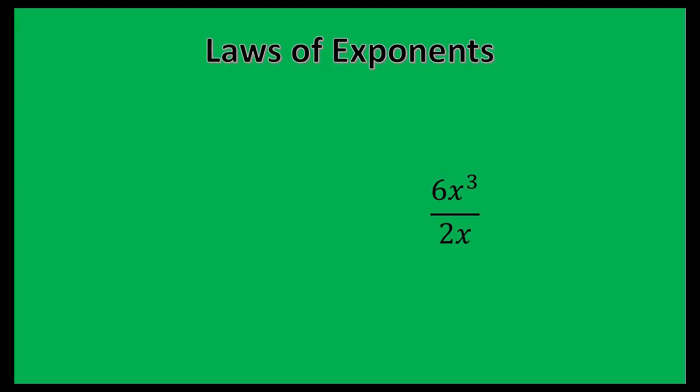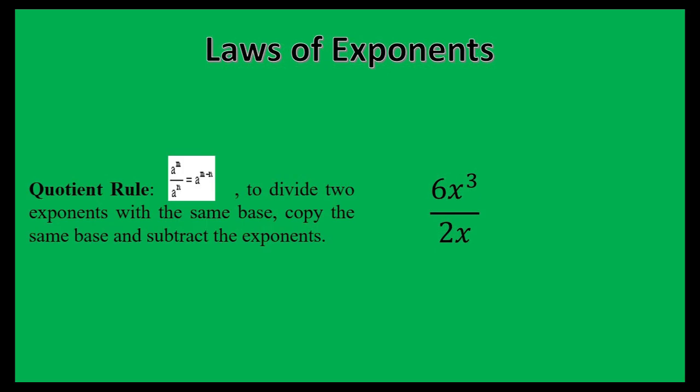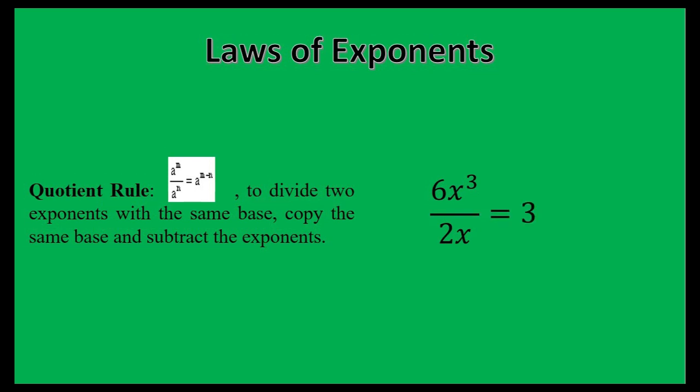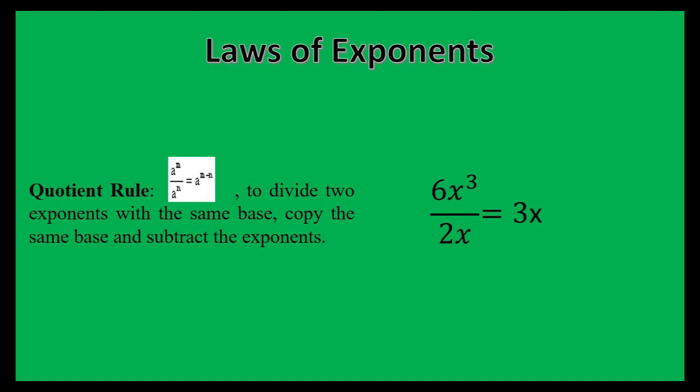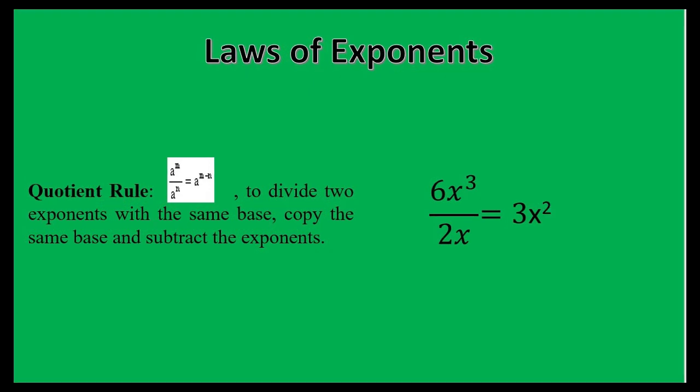Now suppose we have 6x cubed divided by 2x. So yung rules natin sa laws of exponents, if we're going to divide polynomials with the same variables, all we need to do is first divide their numerical coefficients. 6 divided by 2, that would be equal to 3. Next, copy the same base, which is x, then subtract their exponents. So yung sa numerator, we have 3, and yung exponent naman sa denominator is 1. So 3 minus 1 would be equal to 2. So our quotient would be 3x squared.